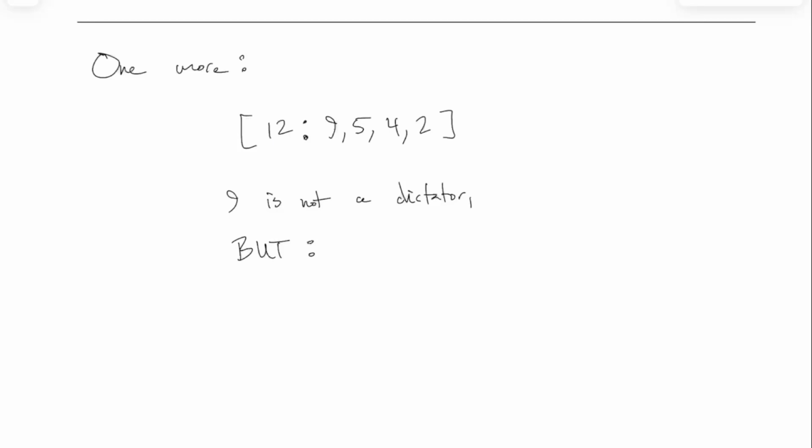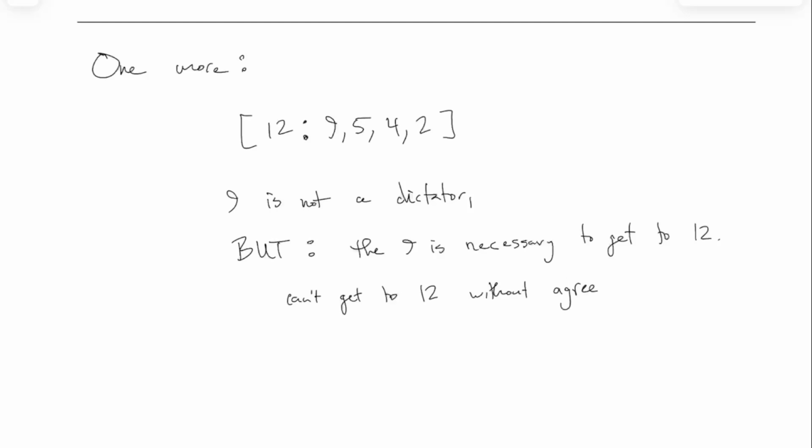I would say the 9 is necessary to get to 12, right? That is, the 9 cannot make it to 12 all by themselves, but you cannot get to 12 without using the 9 here. The 9 is necessary to get to 12. Another way of saying the same thing, you can't get to 12 without agreement from the 9, right? I'm just saying the same thing again, sort of the other way around.